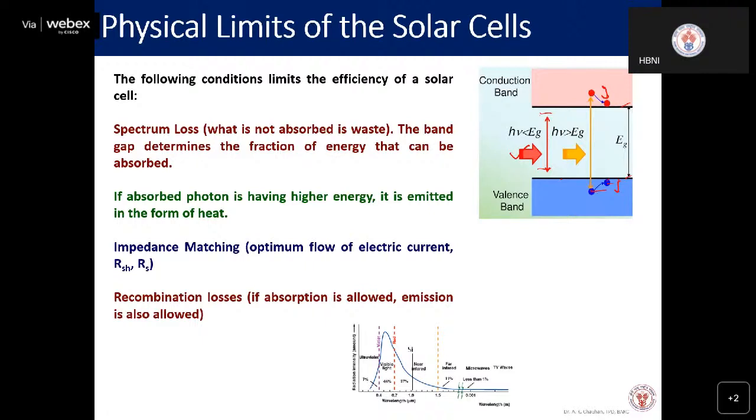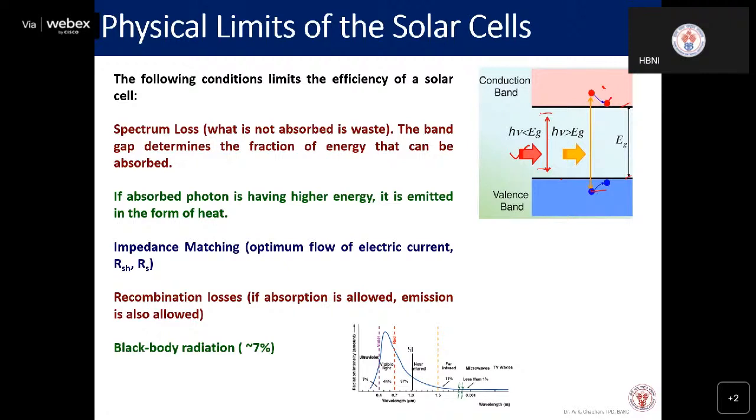And recombination loss is when the electron and hole pair can recombine also, so the recombination loss should be minimum. But you cannot have a situation where there is no recombination. Similarly, you cannot have a photon with energy higher than the band gap energy. So for every material, Shockley and Queisser calculated the theoretical limits.